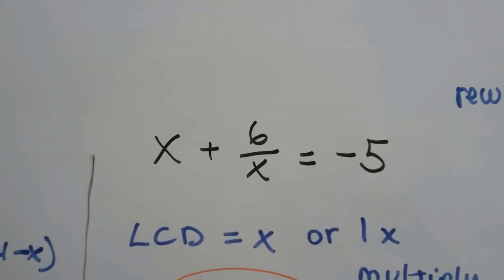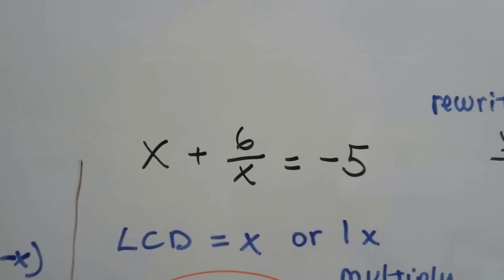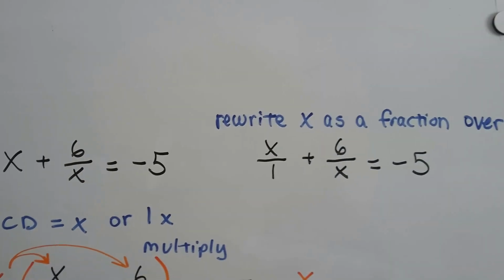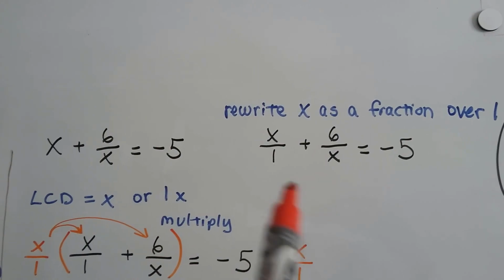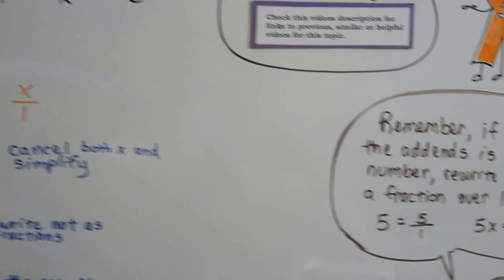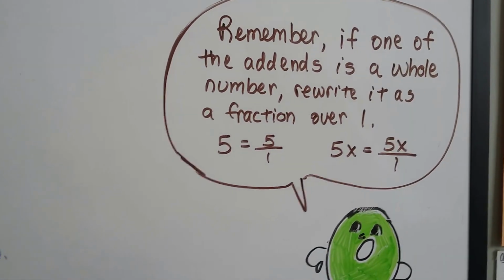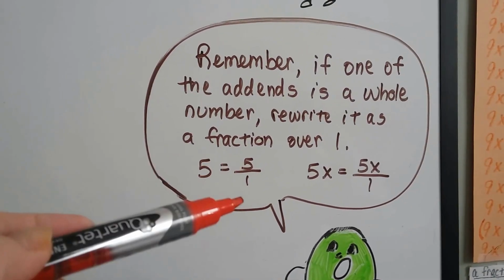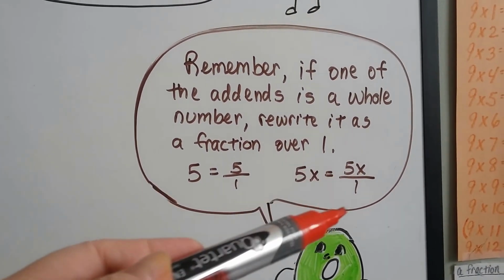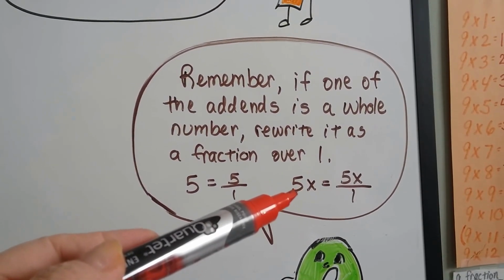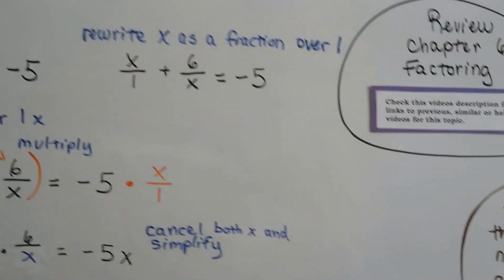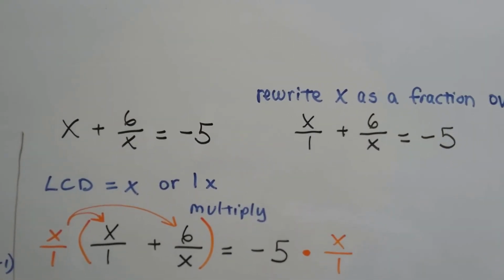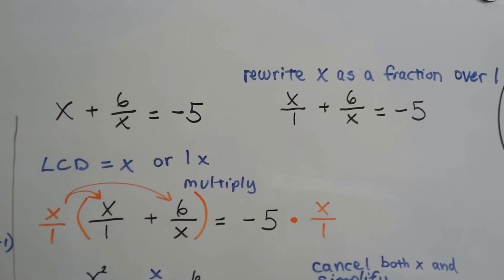All right? Okay, so now let's look at this one. We have x plus 6 over x equals negative 5. So we're going to rewrite x as a fraction over 1 to make it easier for our eyes. Okay, so we're dealing with a couple of fractions. And just remember, if one of the addends is a whole number, just rewrite it as a fraction over 1. Like 5 would be 5 over 1, or even 5x would be 5x over 1. Even if it said 5x plus 15, you could put 5x plus 15 over 1, couldn't you? All right? So now we've rewritten it as a fraction over 1, and this is what we've got.